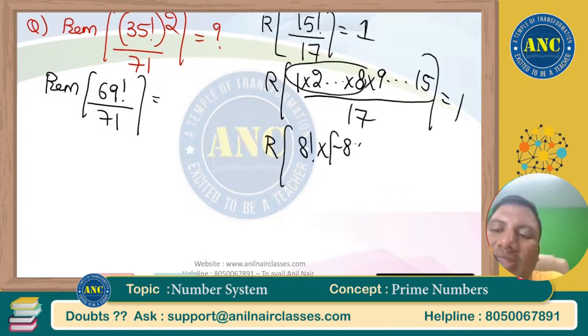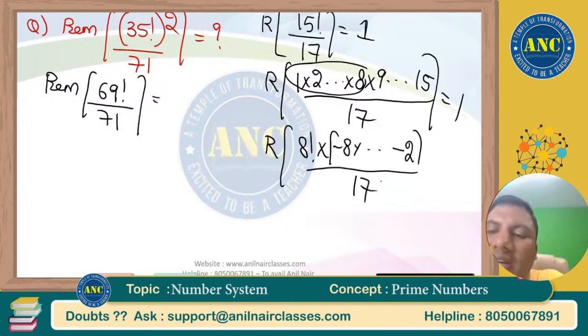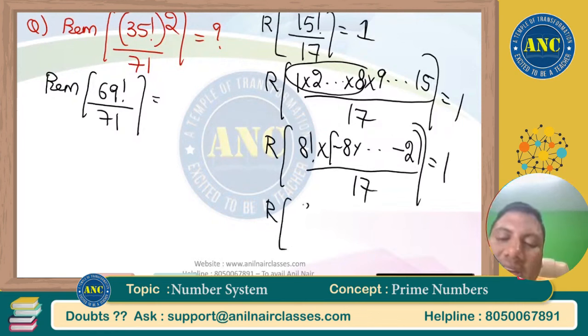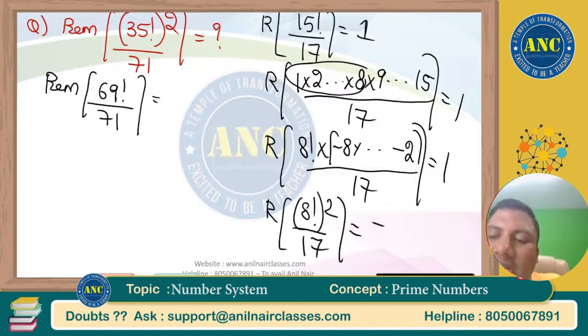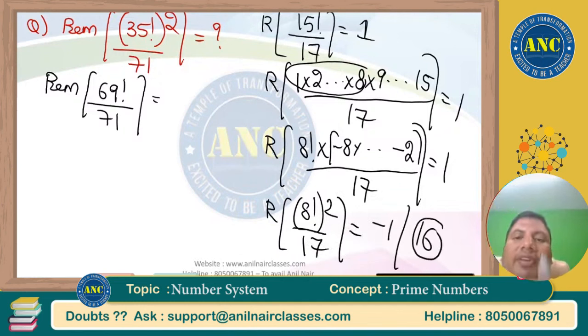9 by 17 is minus 8 and so on up to minus 2, divided by 17 equivalent to 1. These 2 to 8 are negatives, so 8 factorial whole square divided by 17 is minus 1. 17 minus 1 is 16. From 15 factorial by 17, you can derive 8 factorial whole square by 17. Calculations, please don't make any mistake. If I make any calculation mistake, please correct it yourself. These are nothing but 1.